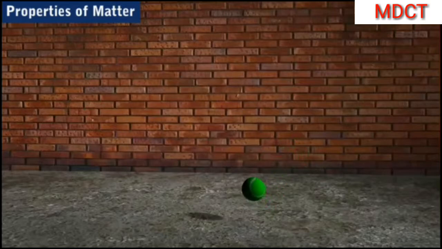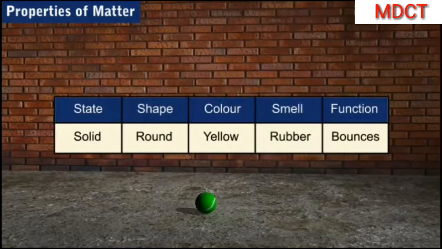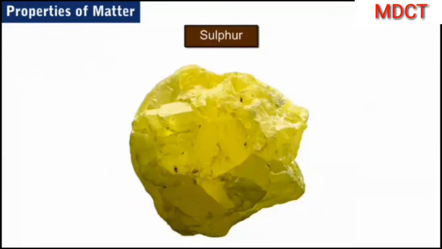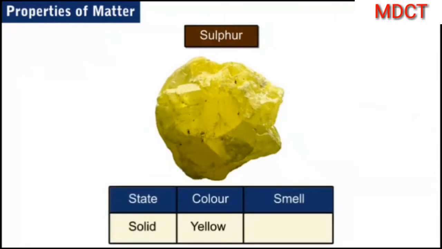Let's see how we can describe it. By looking and feeling the ball, we can say that the ball is a solid. It is round and yellow in color. It smells like rubber and it bounces. Now, let's observe this block of sulfur. We can say that sulfur is a yellow solid crystal and has a strong odor.